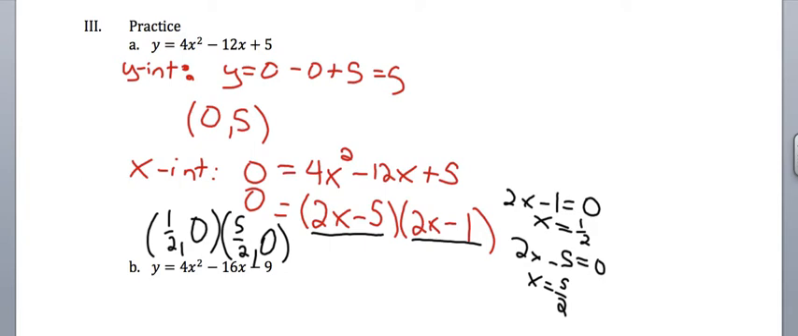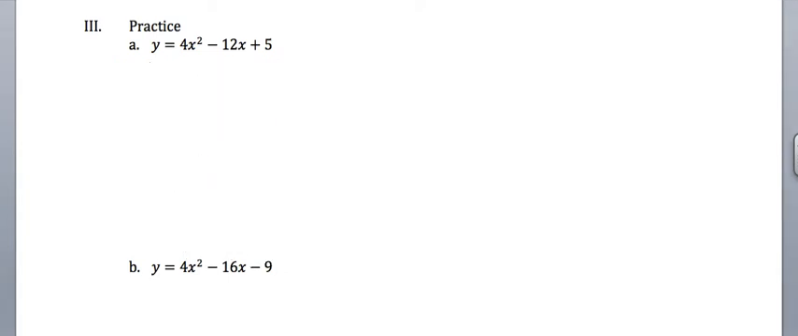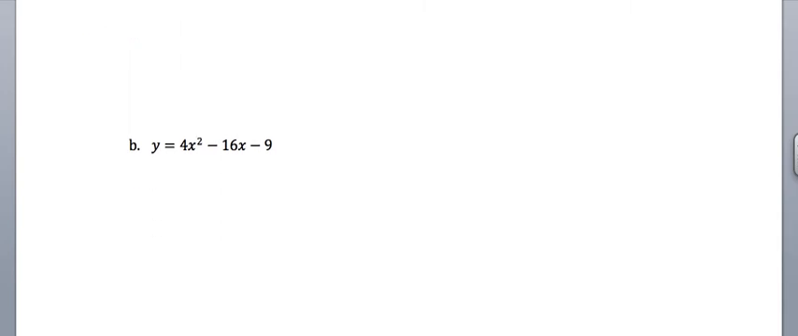Okay, so the next one hopefully wasn't too bad either. What I'm going to do for this one is just jump straight to the answer, and then if you made any mistakes, you can come back and check in with your group and see if they figured things out. Okay, so that's what we're going to try to do here. So my y-intercept here is 0, negative 9.